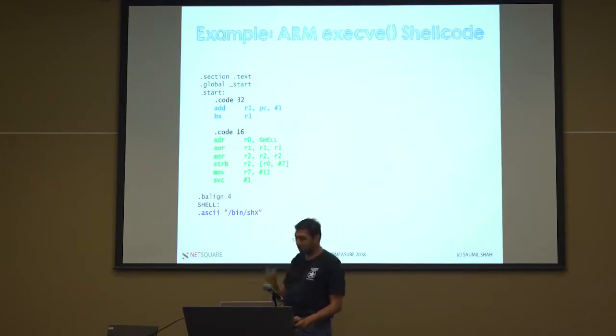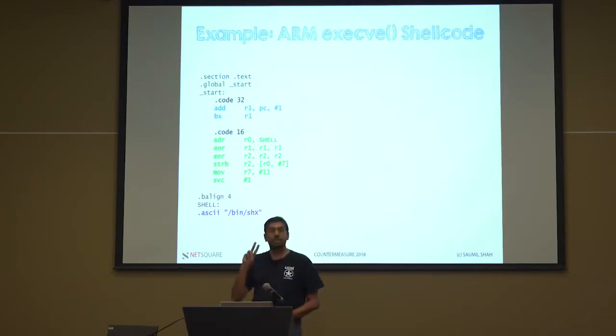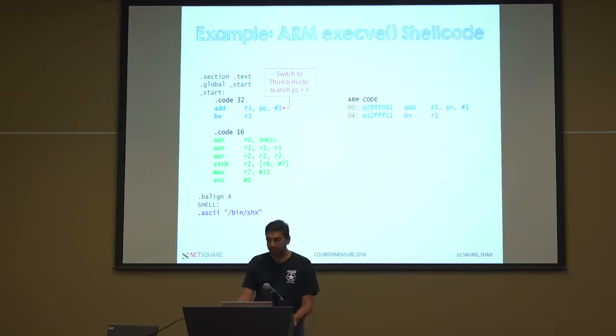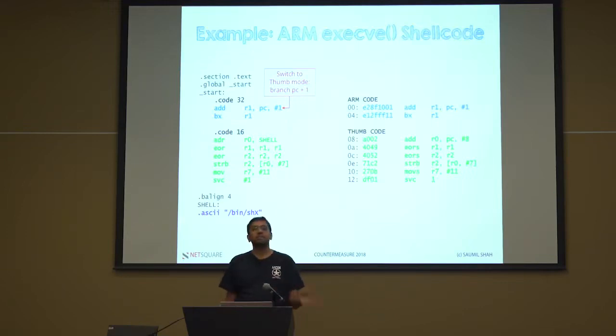My laser pointer is weak. So the blue text is the ARM to thumb switch. These are two 32-bit instructions which will immediately flip you over to thumb mode, and the green instructions are all thumb, as you can see from the disassembly, and the shellcode executes. This one is basically launching a bin shell.